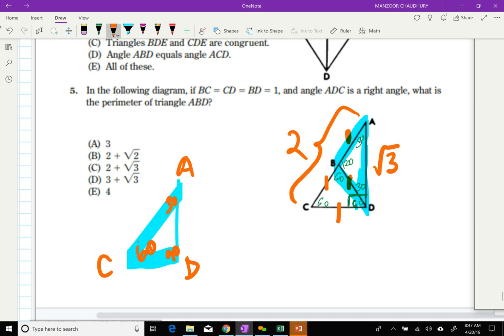So the perimeter of ABD would just be 2 plus square root of 3.